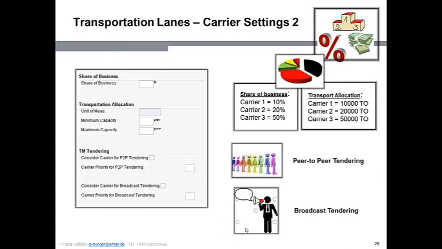kilometers. So let's come to the next slide where we could look at further carrier settings, which we have seen on the system just now. So we said we can give a certain business share to certain carriers, and we said as well that we can allocate certain quantity to a customer. Actually, the allocation is exactly the same thing as the business share, but for the allocation, you actually define 10,000 tons, 20,000 tons, or 30,000 or 50,000 tons instead of percentages.